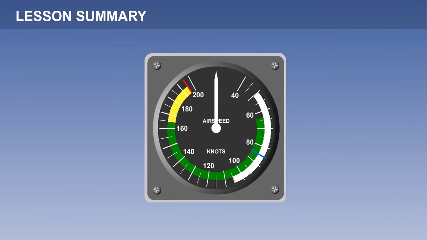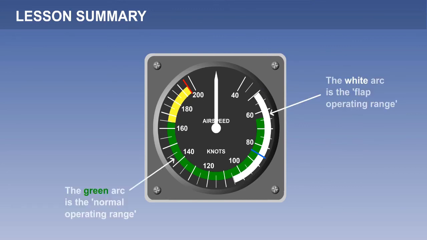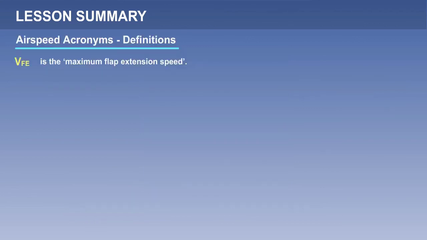A summary of ASI color coding, common airspeed acronyms, and the effects of blockages and leaks is listed in sequence on the screen. The white arc is the flap operating range. The green arc is the normal operating range. The yellow arc is the cautionary speed range. VFE is the maximum flap extension speed. VNO is the normal operating speed limit.